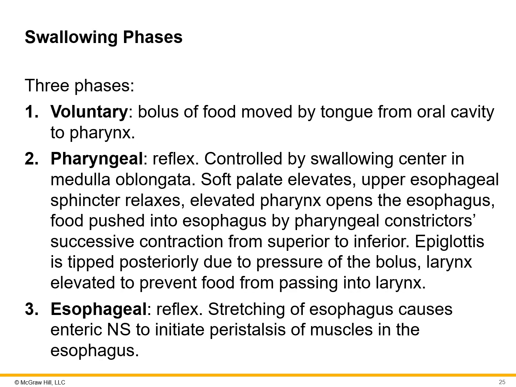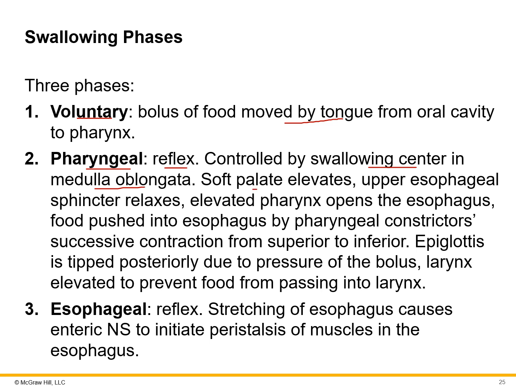So there are actually 3 phases of swallowing. It's not quite as easy as one would think. So there's the voluntary phase. This is where it's moved by the tongue from the cavity to the pharynx, so that voluntary control. Then we have the pharyngeal phase, which is a reflex. So this is controlled by the swallowing center in that medulla oblongata.